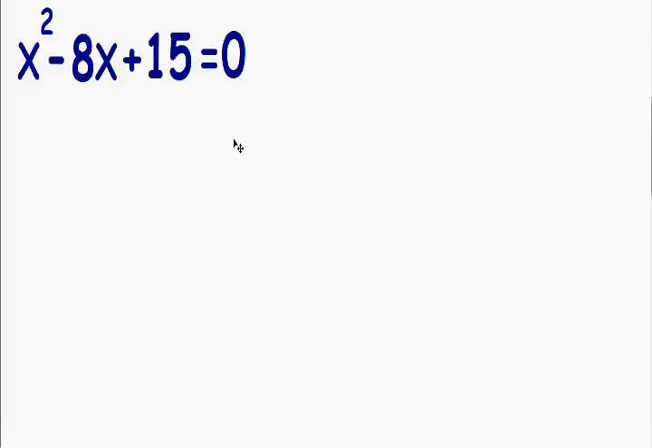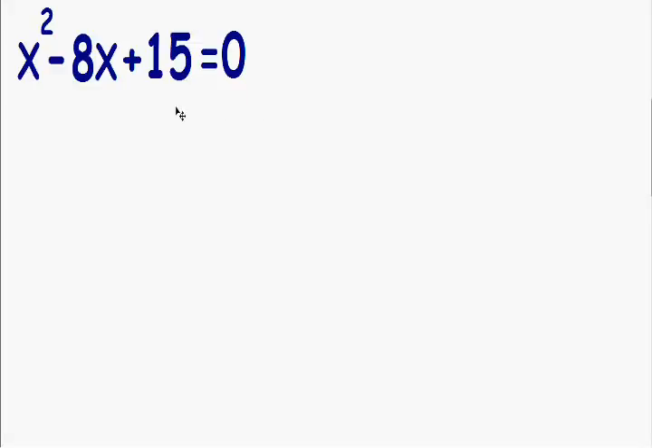So here in this video, we're going to solve a quadratic equation by factoring. And the first thing you want to do is make sure that one side of the equation is equal to 0. This is already done for us in this example. Notice how the right side is equal to 0, and all the rest of the terms are on the left side.